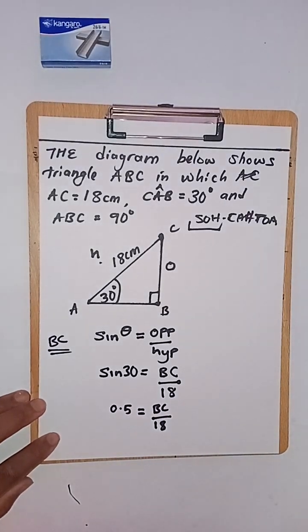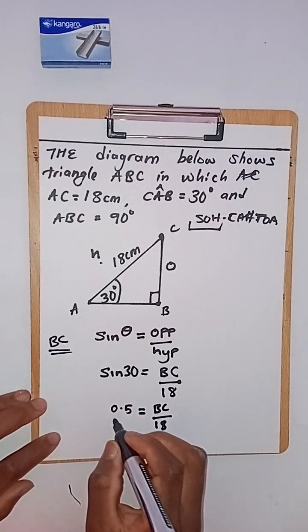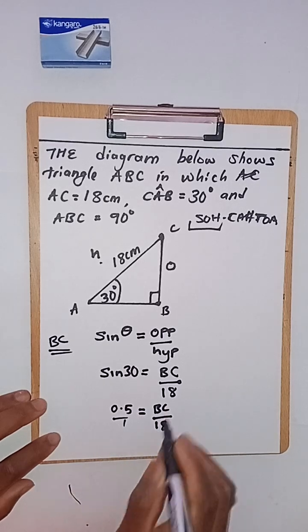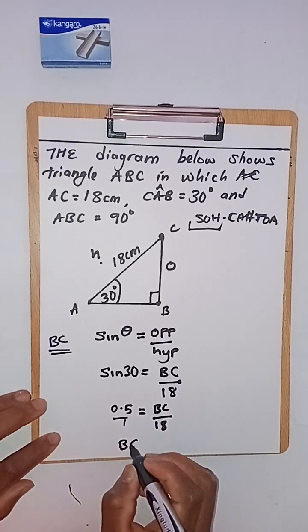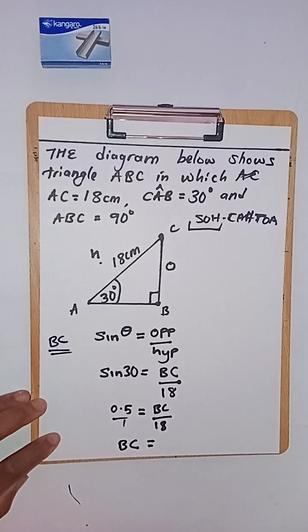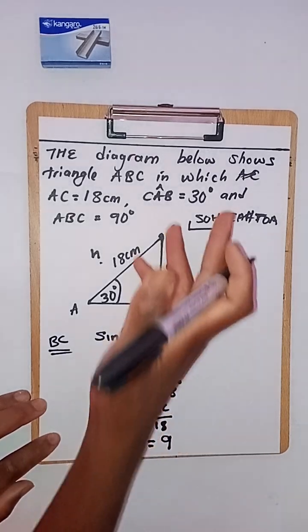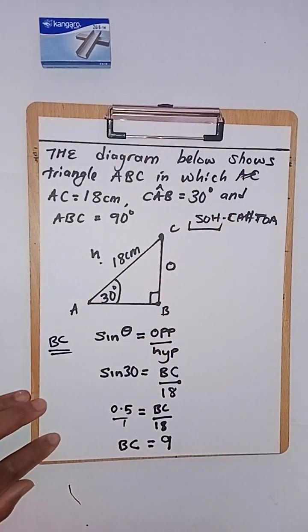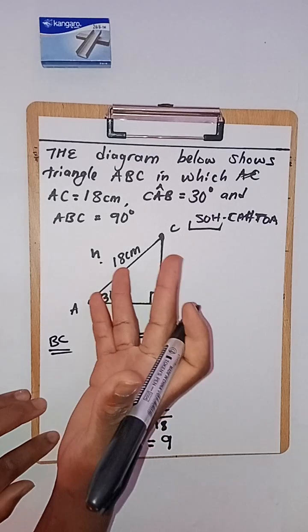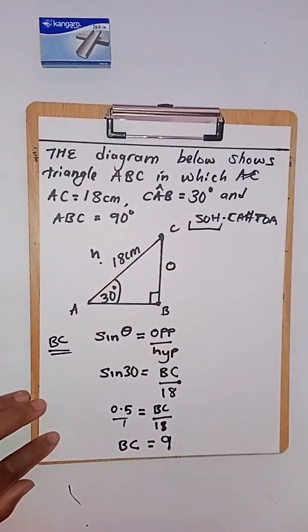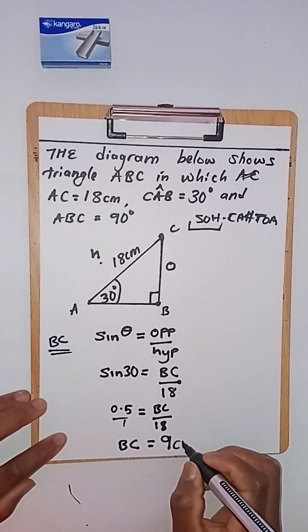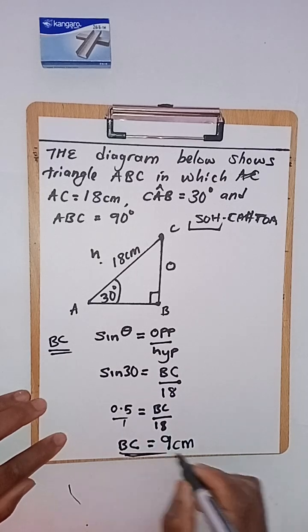When we reach here, we are going to cross multiply. So 1 times BC, we're going to have BC. 0.5 multiplied by 18, we are going to get 9. So BC is a length. Which units are we going to use? We are going to check here. We have centimeters. Therefore, even here, we're going to put centimeters.